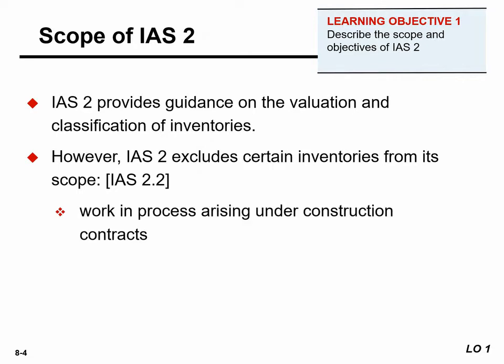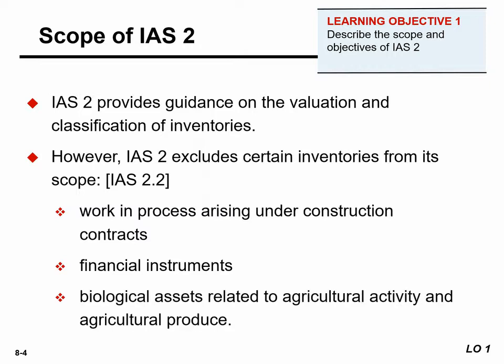So this IAS 2 will not cover work in process arising from construction contracts, and also financial instruments. Also this is covered in another standard. Also biological assets that are related to any agriculture activity. This is with regard to the scope of IAS 2.